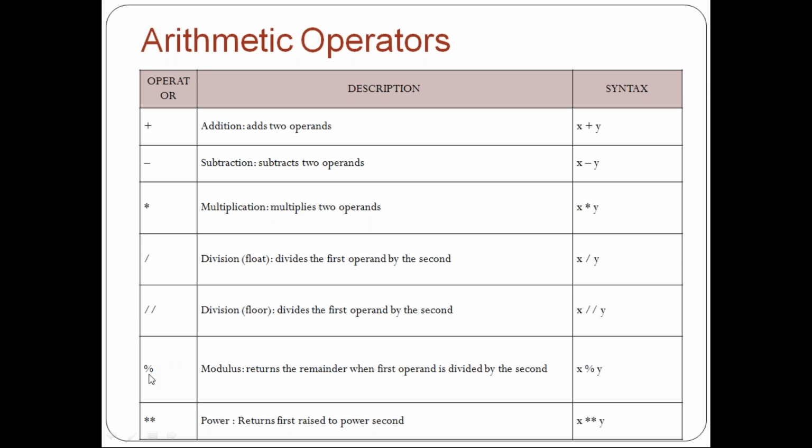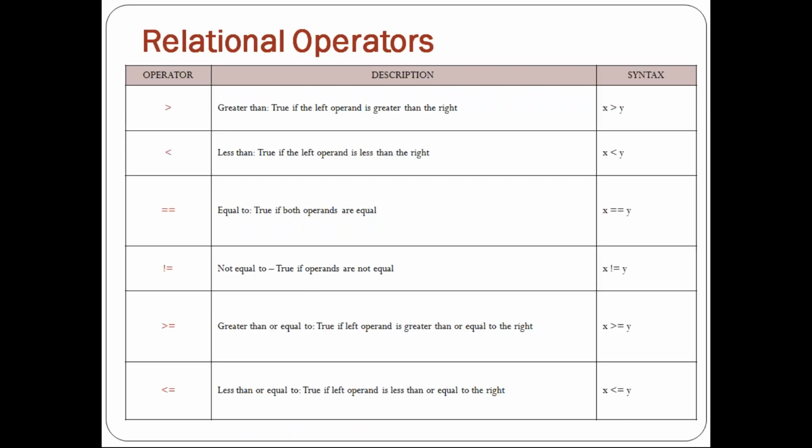And the modulus operator is used in order to get the remainder of the division operation, and double asterisk will be used for representing the power operation. Let us say if we would like to have x to the power of y, then we will be using x double star y. Similar to that, we have the relational operators for checking which is greater, which is equal, which is less than, or less than or equal to, or greater than or equal to. For that purpose, we will be using these relational operators.